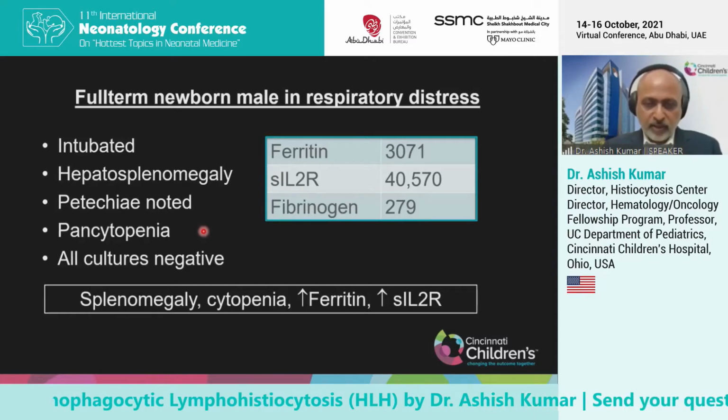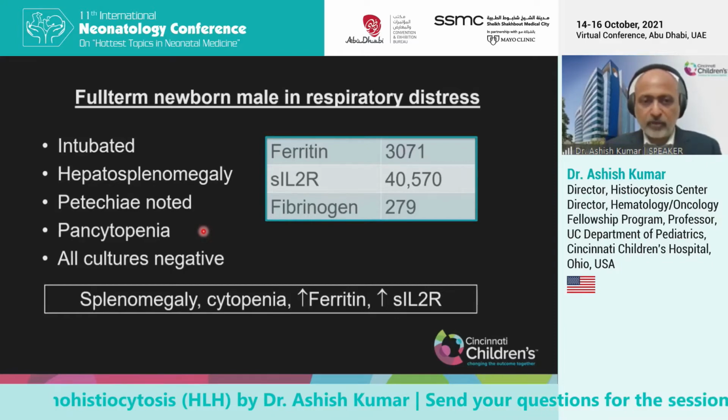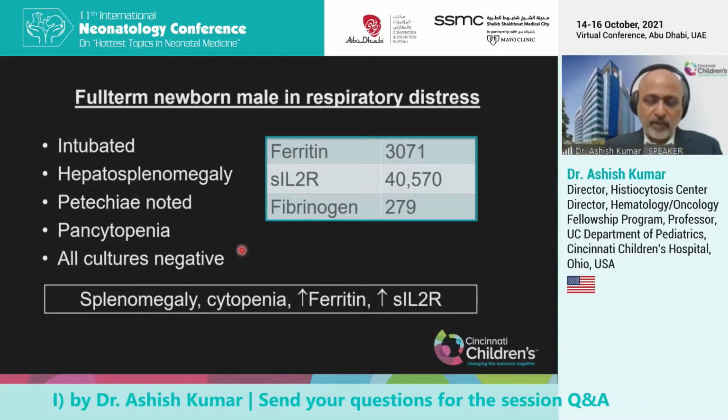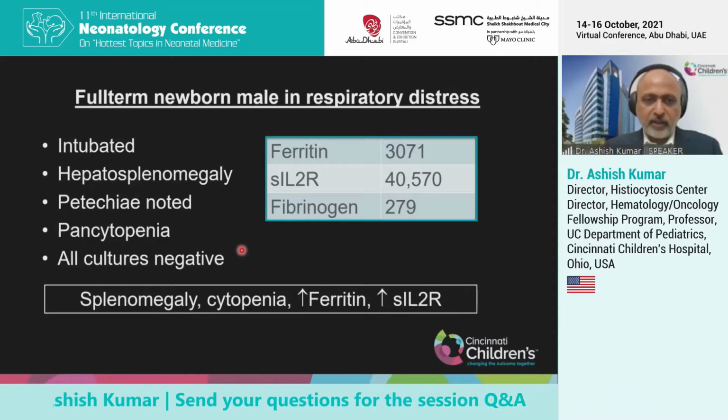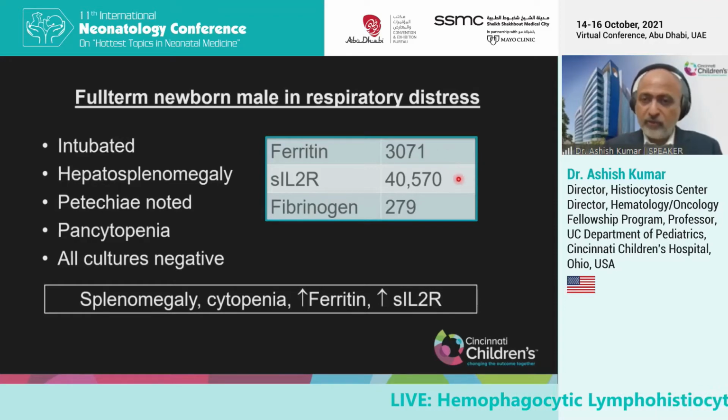And so they suspected sepsis. All cultures were drawn and antibiotics were given, but it made no difference, and the cultures were negative. But because of the hepatosplenomegaly and petechiae, a bone marrow biopsy was done, which actually showed hemophagocytosis. So when they saw that, they started thinking, could this be HLH? Because we at Cincinnati Children's, everybody thinks of HLH. And so they checked ferritin, it was elevated. They checked soluble IL-2 receptor, it was very high.